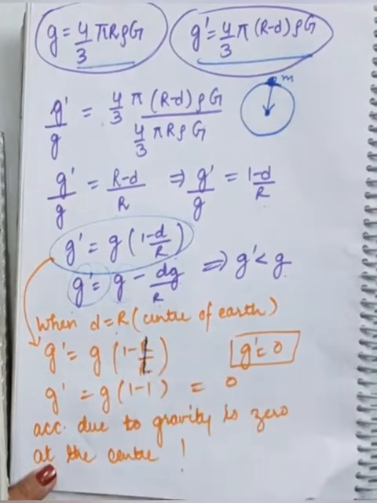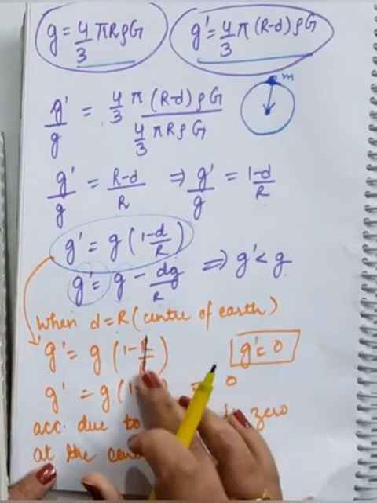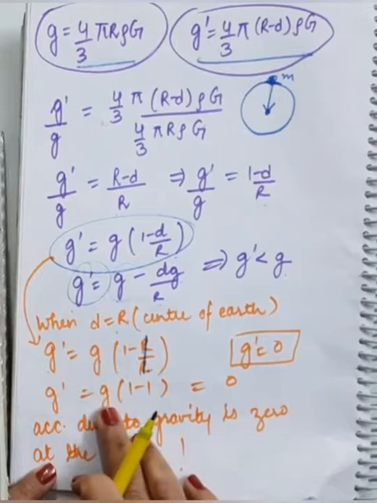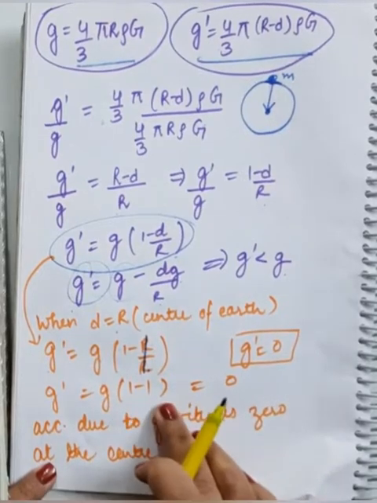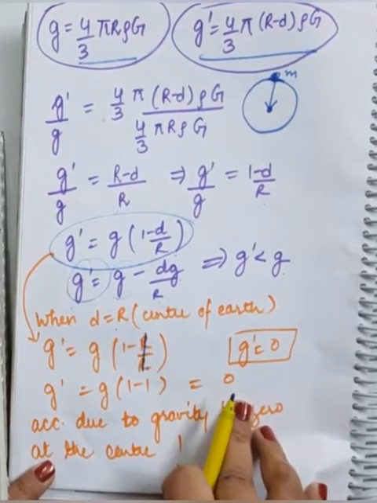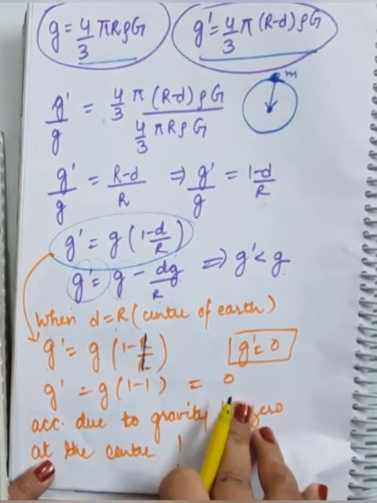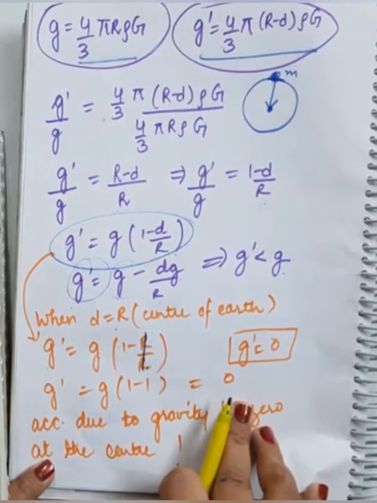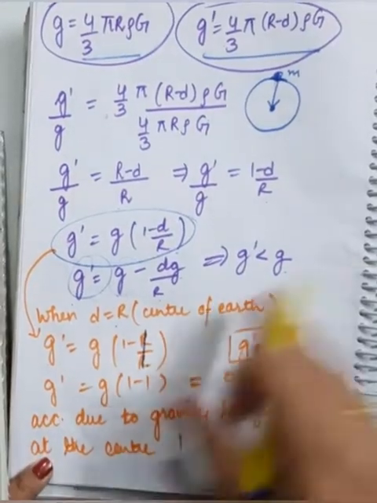r by r is 1, it's a ratio. So g dash is equal to g (1 minus 1). 1 minus 1 is 0, and ultimately g dash becomes 0. This means acceleration due to gravity becomes 0 when the object is taken below towards the center of the earth. Okay, this is what you have just proven here.